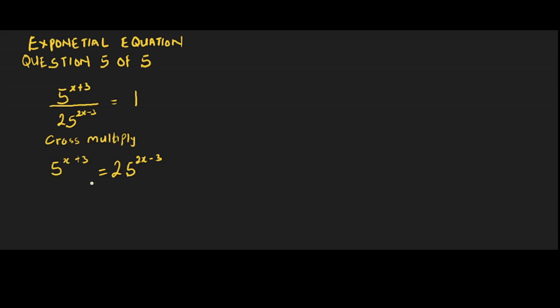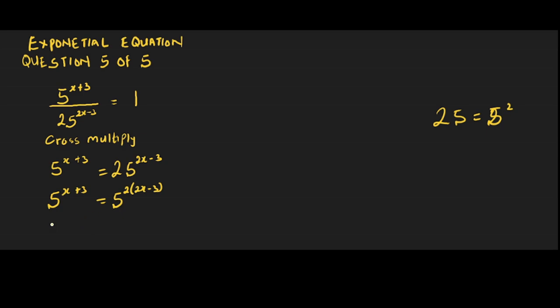In this case, we have 5 here, we have 25. We have to make them have the same base. 25 is equal to 5 raised to the power 2. That means here becomes 5 raised to the power x plus 3 equals, 25 here is 5 raised to the power 2, open bracket, 2x minus 3. We put these in brackets because this power here is going to affect whatever we have here. So if we don't put this in brackets and probably we write 4x, we are wrong.